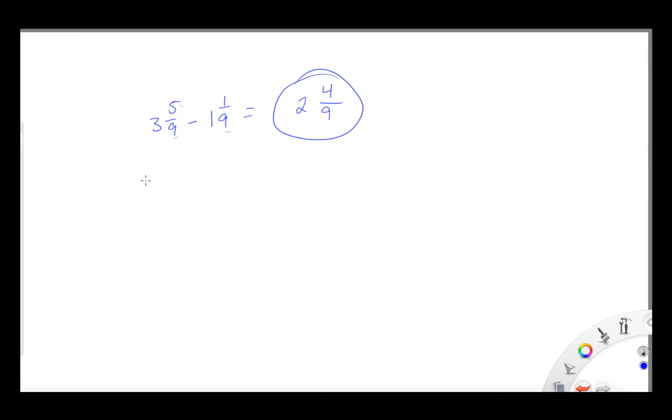Okay, look at B of example 3. We have 3/5 minus 3/5. Okay, so we know that 5 is our denominator. 3 minus 3 is 0. So 0 over 5, and 0 divided by anything is 0. So that is our answer.